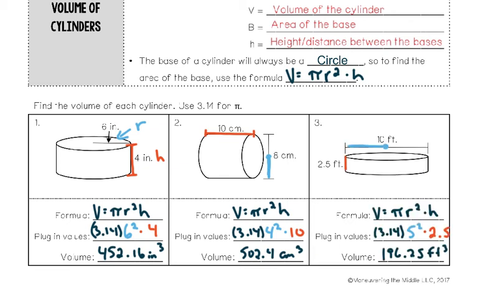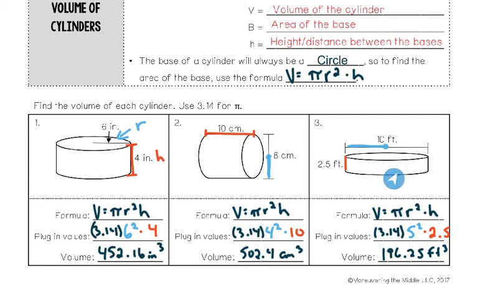This cylinder has a total volume of 196.25 cubic feet. I found the area of the circle by multiplying 3.14 by 5 squared. I got the 5 because that is the radius of the circle. The radius is half of the circle, so it's half of 10, which is 5. I got the 2.5 since that's the distance between the bases. 2.5 is the height. When I multiply these out, I end up with this number.